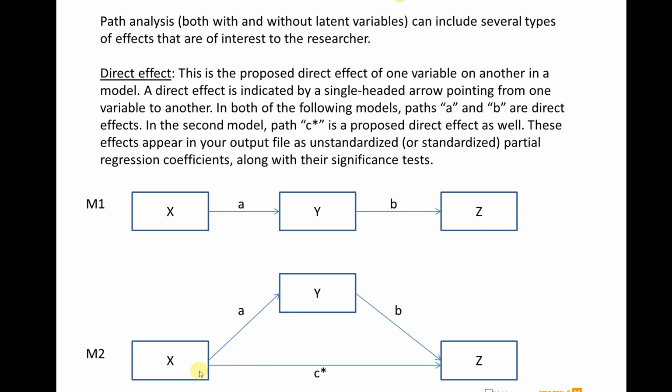We also have another direct effect, which I have labeled C star right here, but basically it reflects the direct effect of x on z. So a single-headed arrow reflects a direct effect in a path model.